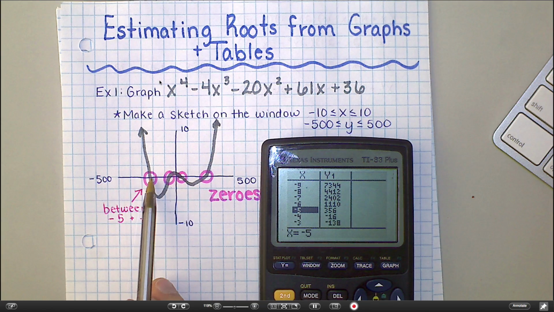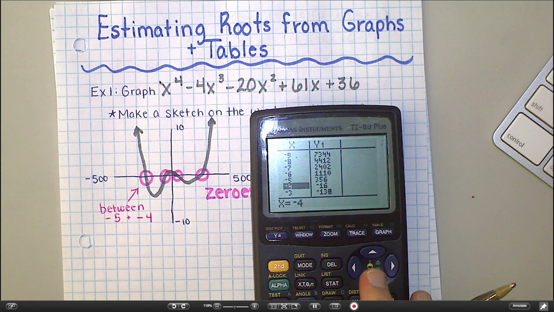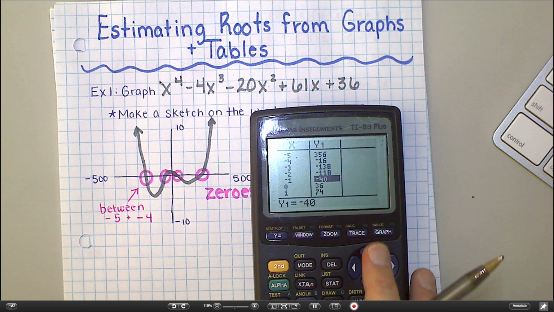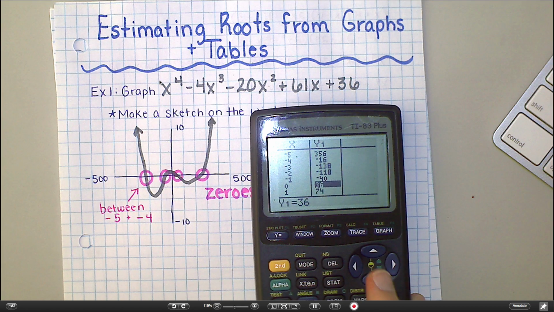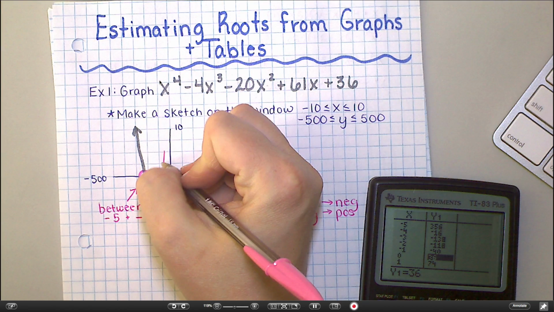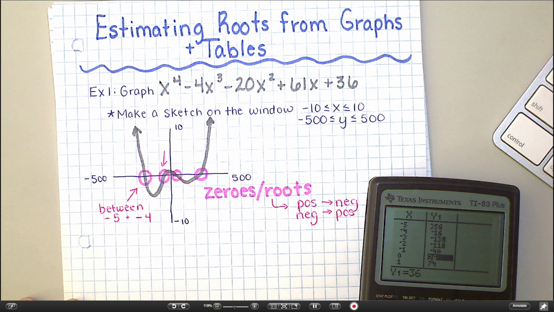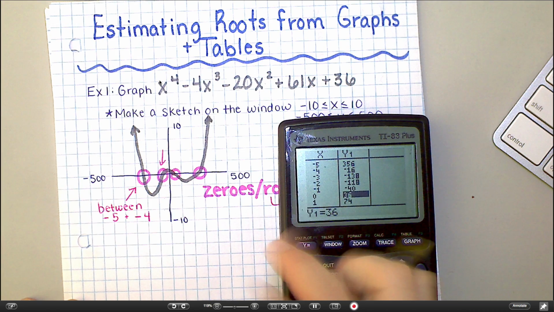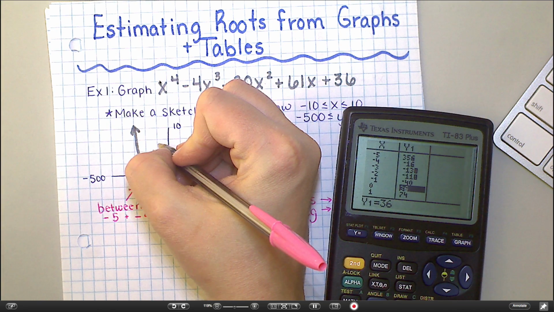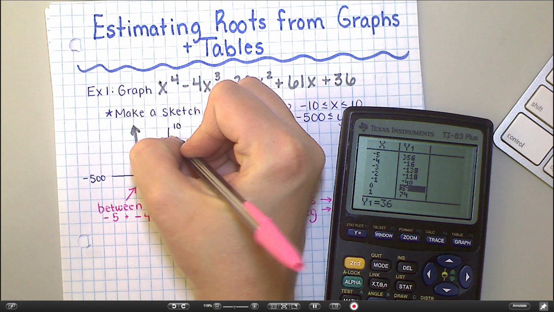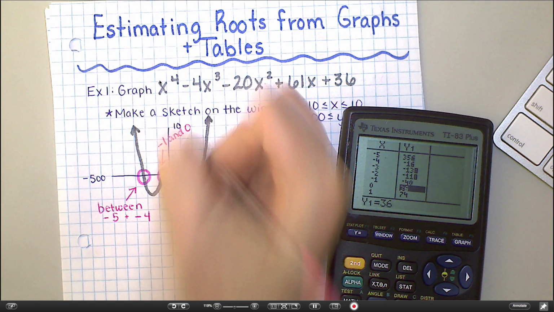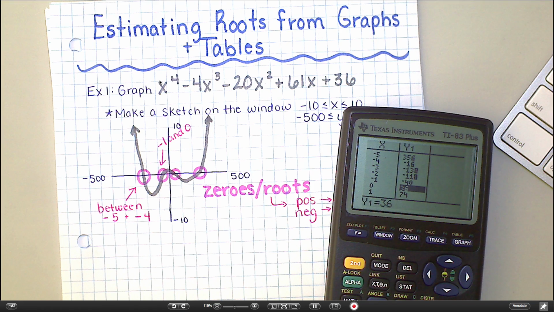And then the next one would be this one here, and that is where we cross from negative back up to positive. So again, looking in my table, I'm going to scroll down a ways. Oh, and right there, from -1 to 0, I jumped from -40 to +36. So this root right here is somewhere between, as far as x values, -1 and 0. -1 and 0 is where that one would be located, roughly.